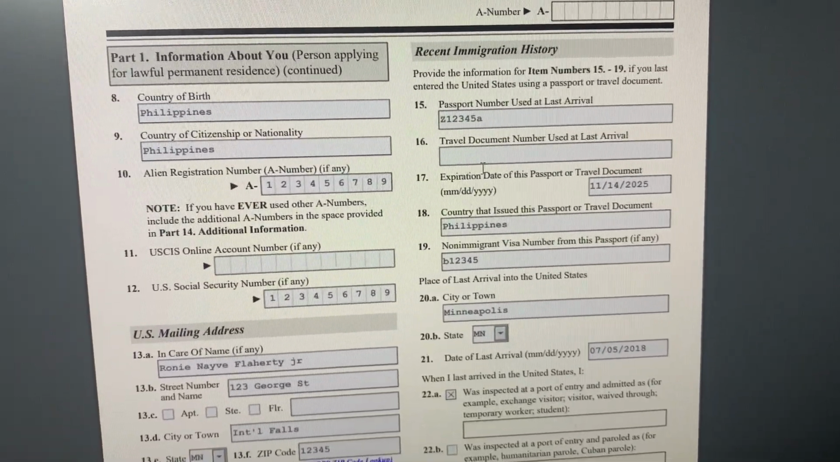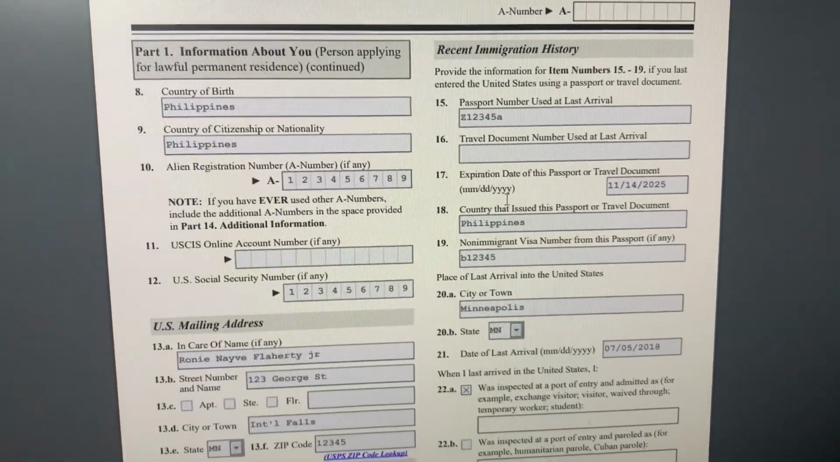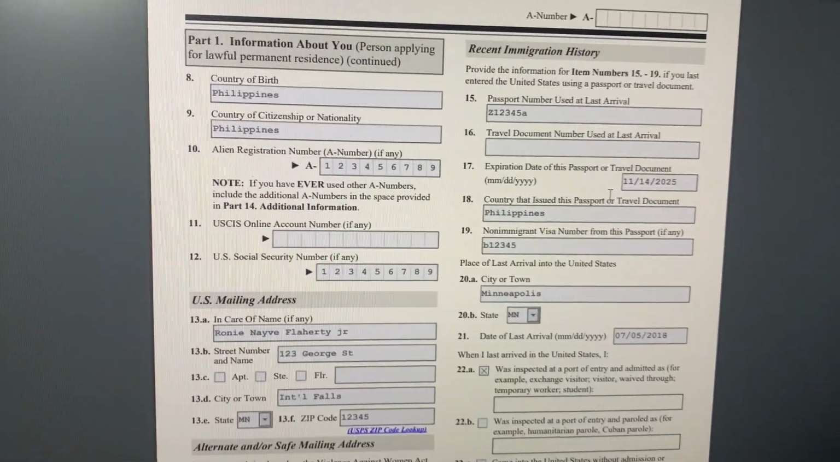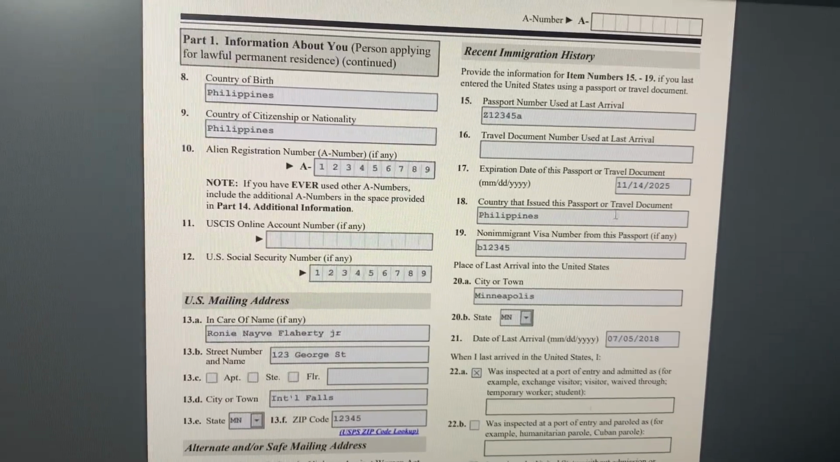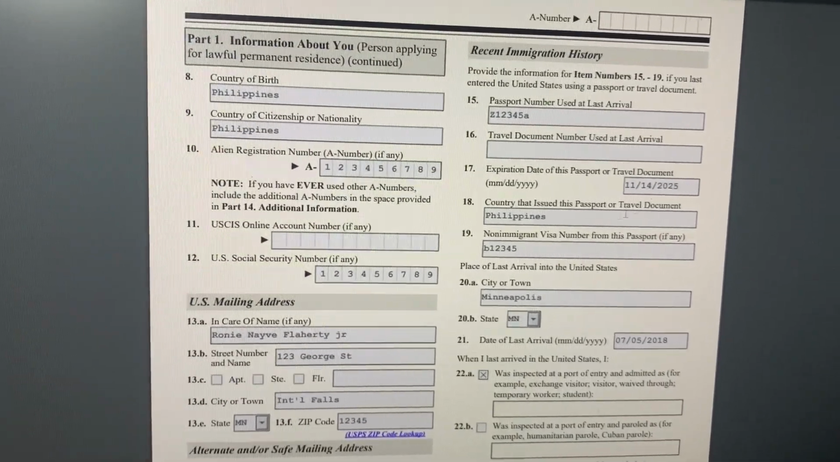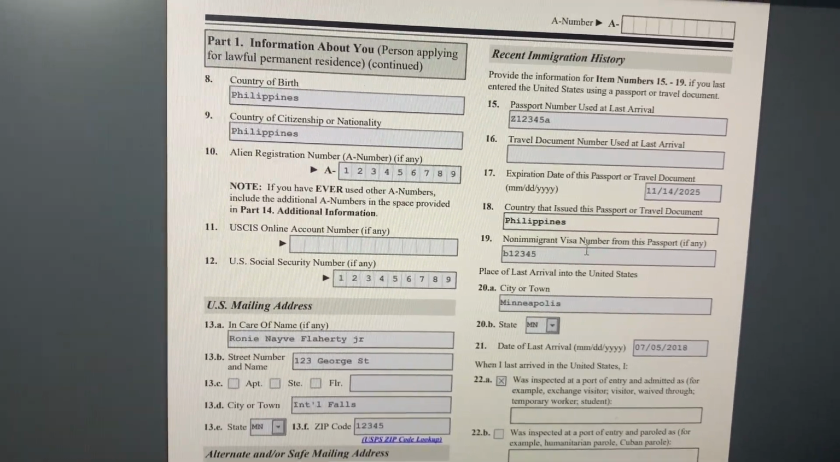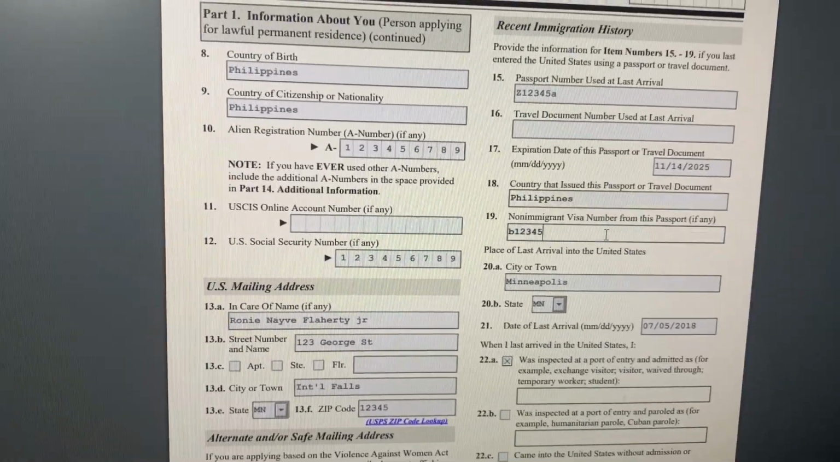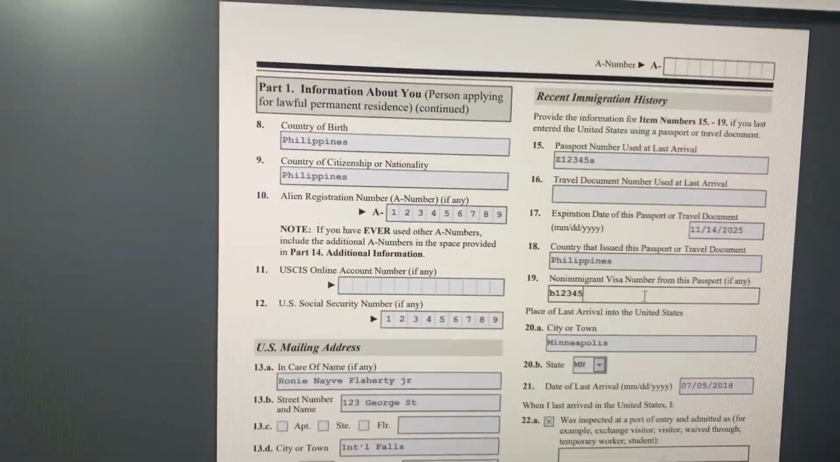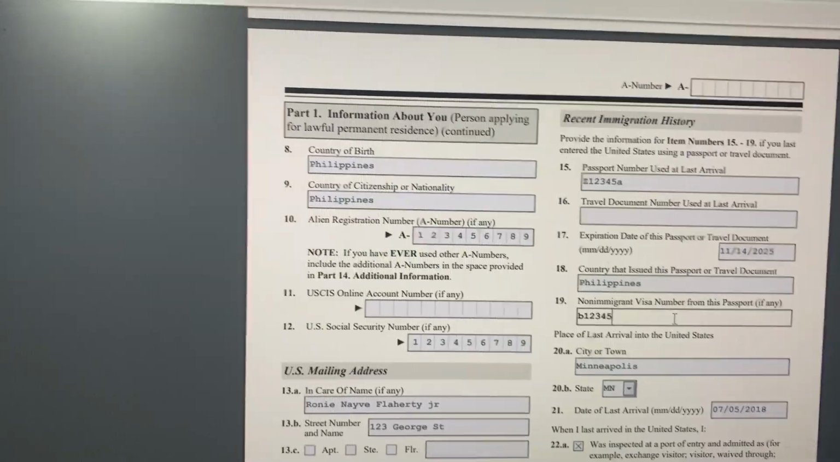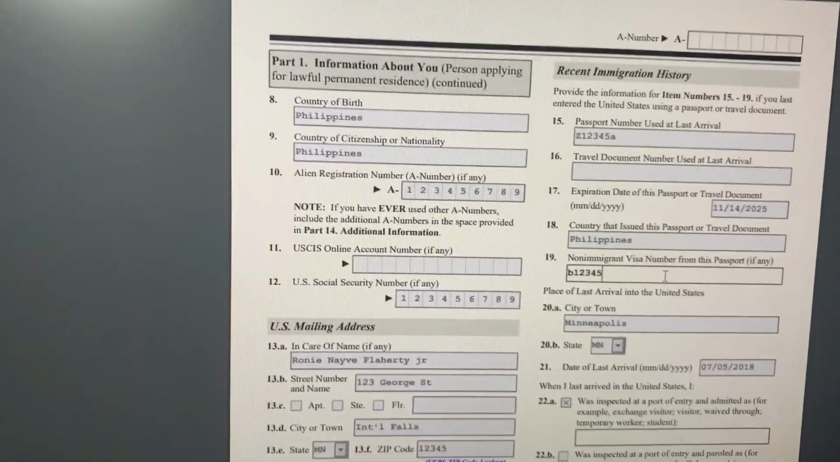So number 15, put the passport number that you use, just on the passport bio info. I don't have a travel document. Expiration date of your passport, this is very important. Just fill this box here, and your country, the Philippines, and your non-immigrant visa number, that's the red one on your passport, the visa stamp there.